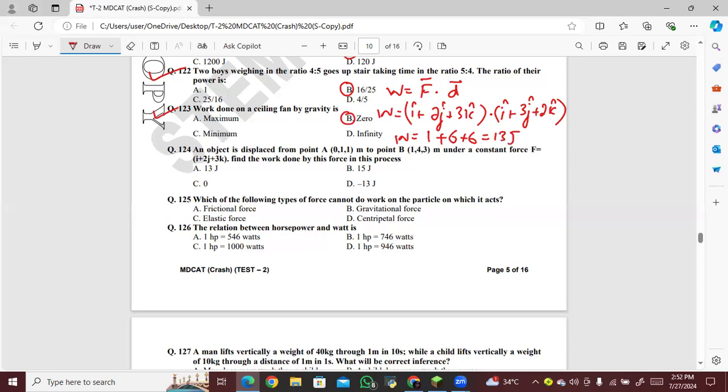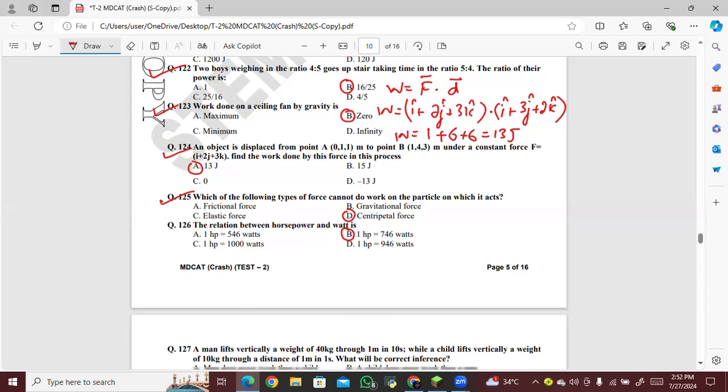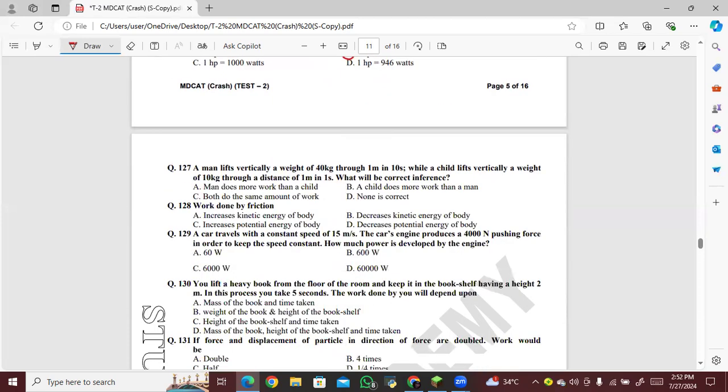The answer is 3. Which of the following type of forces cannot do work on the particle? Centripetal force. We have already discussed this MCQ. The relation between horsepower and watt. 1 horsepower is equal to 746 watt. These are just knowledge-oriented questions, you have to memorize these values. A man lifts vertically a weight of 40 kilograms to 1 meter in 10 seconds. A child lifts vertically a weight of 10 kilograms to 1 meter. So man does more work. You can calculate it by the formula mgh.